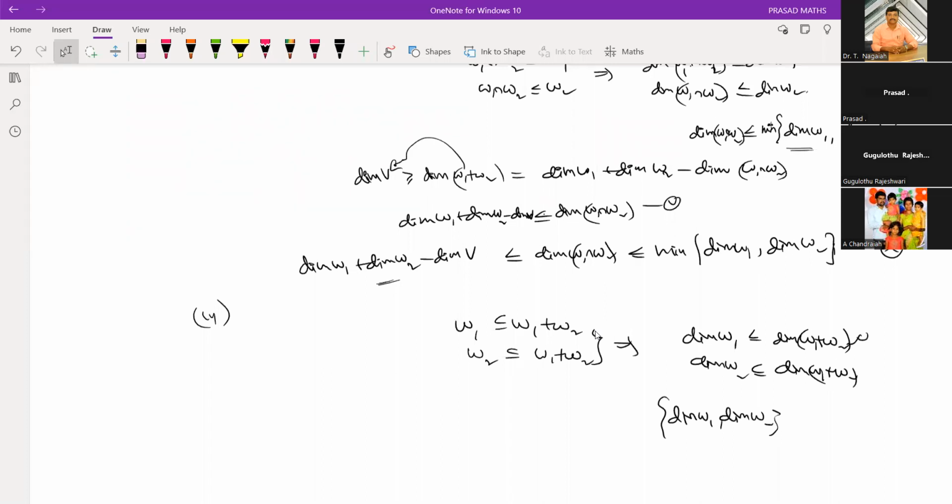Therefore, the least upper bound is always less than or equal to this upper bound. But the least upper bound for this set is nothing but the maximum, because it is a finite set. So this is the least upper bound for that, and it is less than or equal to the dimension of W1 plus W2. This is 3. Similarly, the dimension of W1 plus W2.